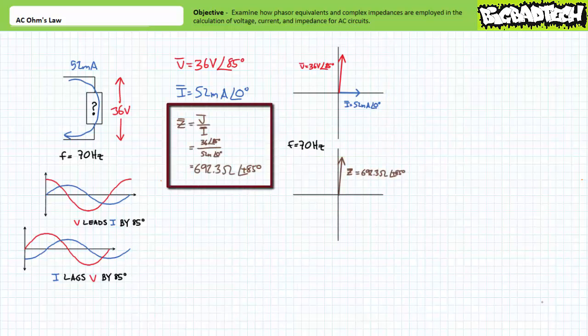Now, since we're being asked to solve for impedance, we divide the phasor equivalent voltage V by the phasor equivalent current I to solve for the complex impedance Z. Doing so yields Z equals 692.3 ohms at an angle of positive 85 degrees, where 692.3 ohms is the magnitude and positive 85 degrees indicates it's only primarily inductive in nature and most likely contains a small resistive portion.